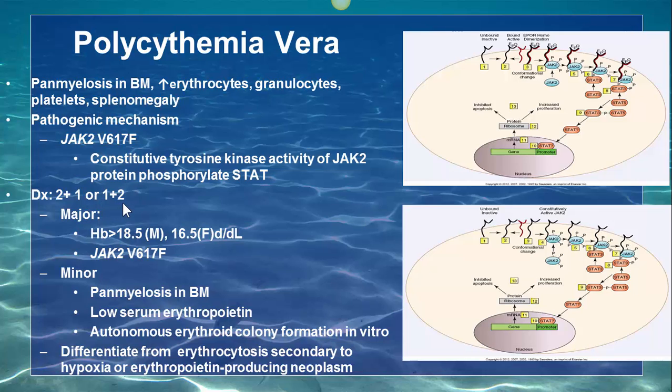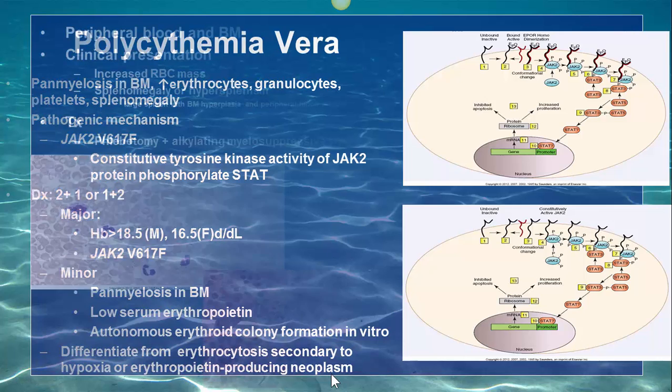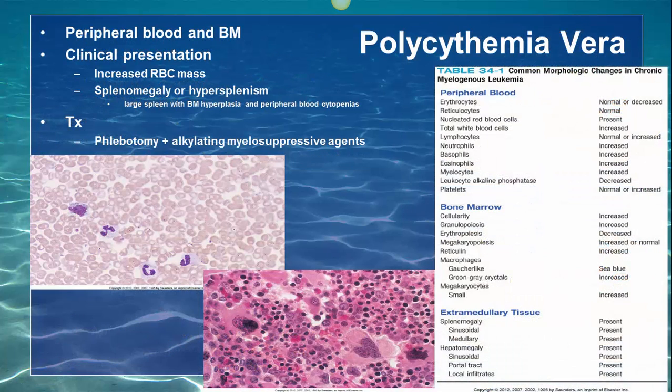It is challenging to differentiate PV from erythrocytosis secondary to hypoxia or erythropoietin-producing neoplasm. The latter two have no granulocytic or megakaryocytic hyperplasia in bone marrow. As shown in the table, erythrocytes, granulocytes, and platelets are all increased. So are hemoglobin, hematocrit, and red cell volume. The red cells are normocytic and normochromic.